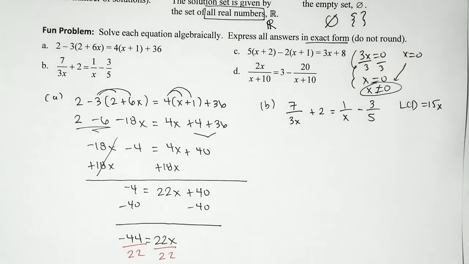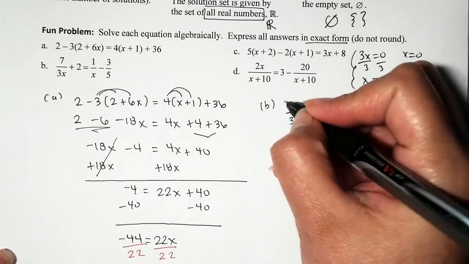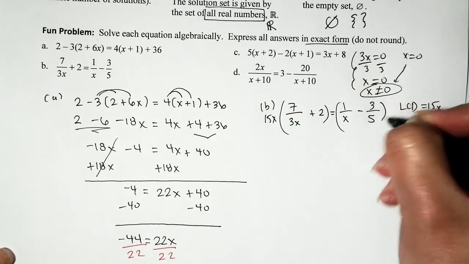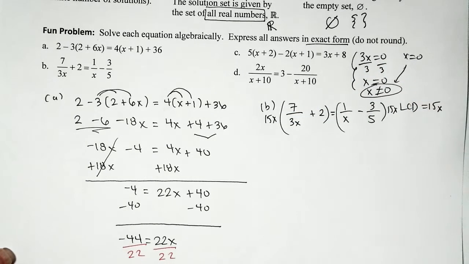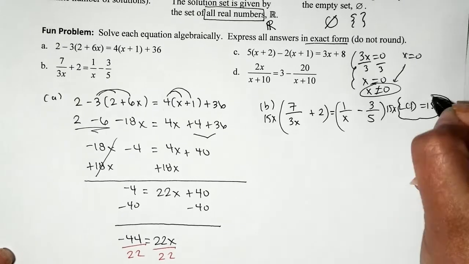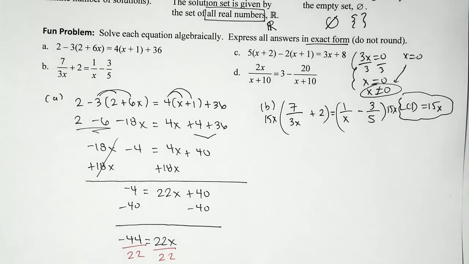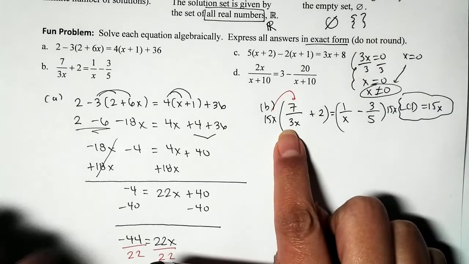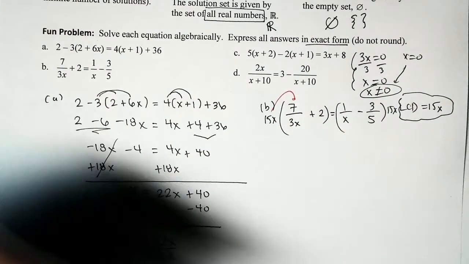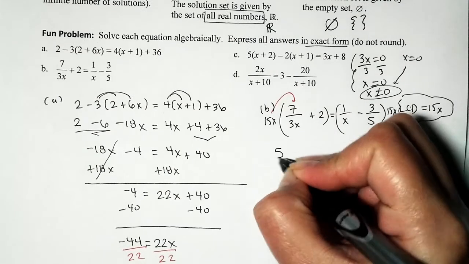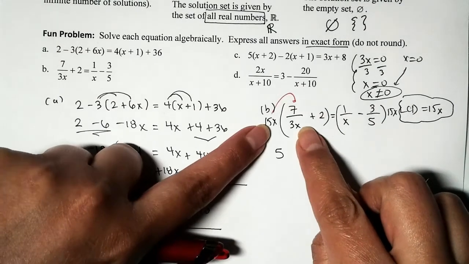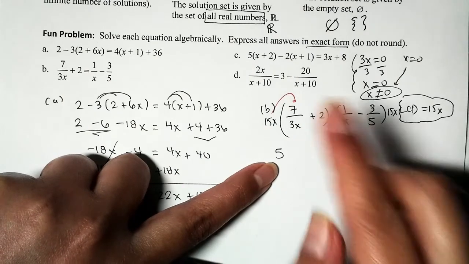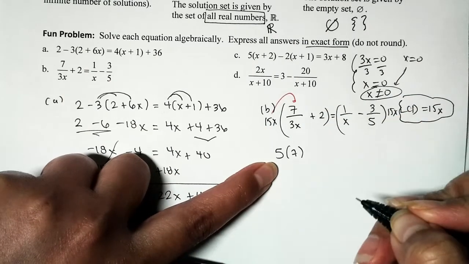So let's take our time. Wipe out the fractions by multiplying both sides by the common denominator just found. I ran out of space, so let me put it in a thinking area. All right, let's do this. 15x times the first thing that we see: 3 goes into 15 five times. The x divided by itself gives us 1, so that leaves us with 5 times 7, or 35.